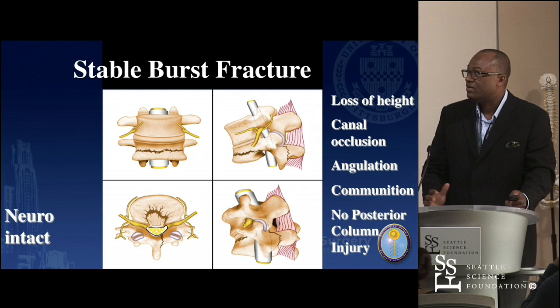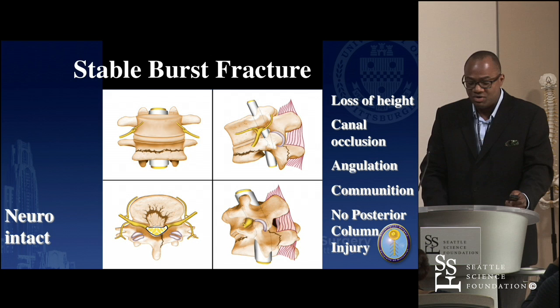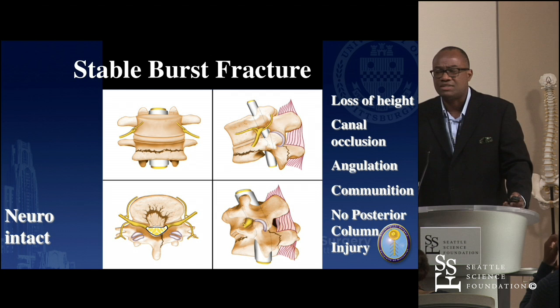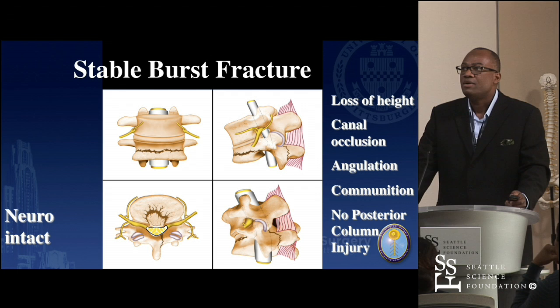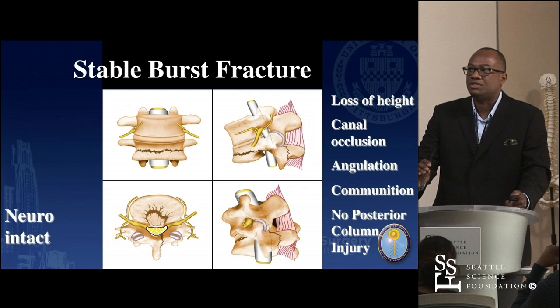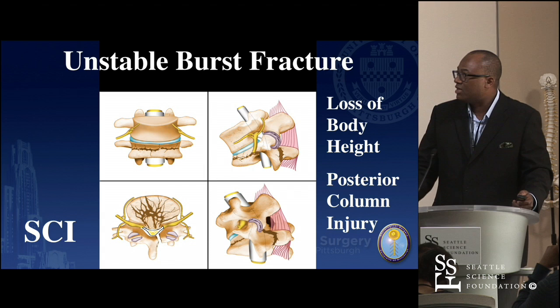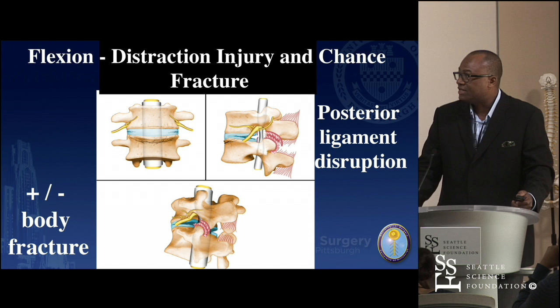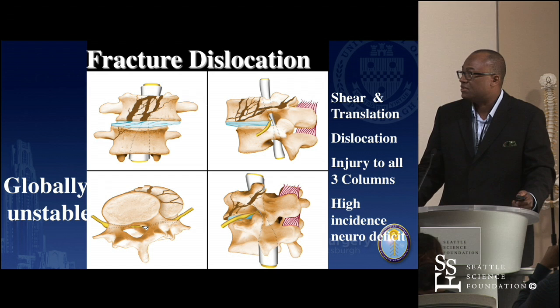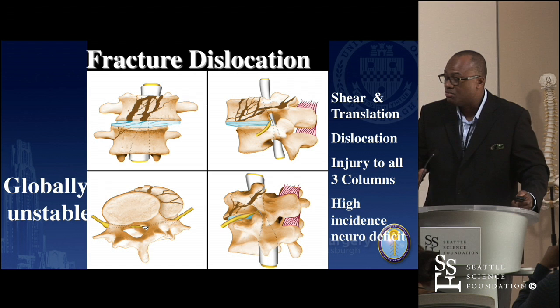Typically, people call one of my colleagues and revert to some of the newer classification systems and say, so is this really a stable burst? And I said, yes it is, but I'm just trying to boil it down to some grades for you. But you have a stable burst fracture, meaning the patient is neuro intact, there's loss of canal height, angulation, and also comminution of the anterior column, to the unstable burst fracture where there's spinal cord injury, to worse and worse levels where you have a flexion distraction injury, chance fracture, posterior ligament disruption, and also fracture dislocation, which seems to involve the most severe global instability of the spine.